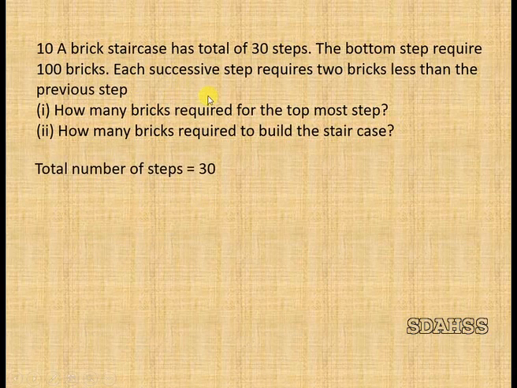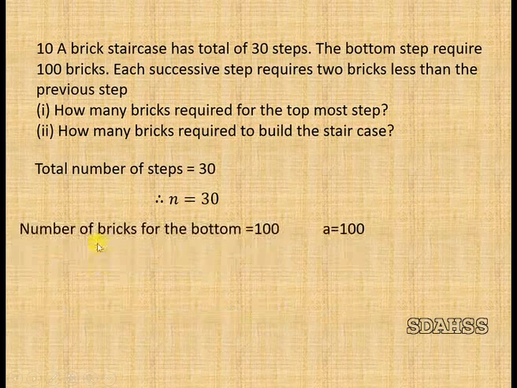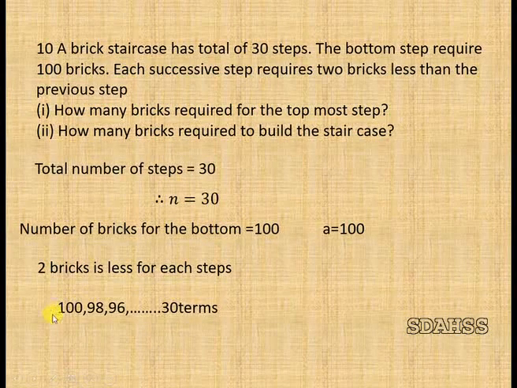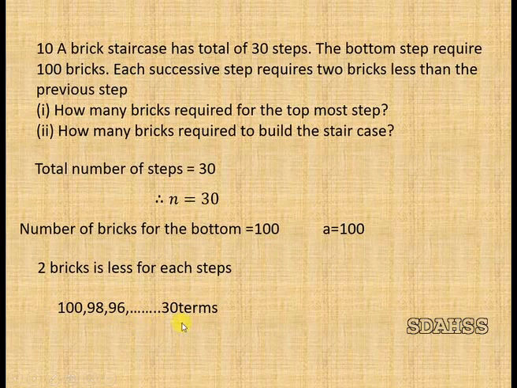Here the total number of steps is equal to 30. So n is equal to 30. Number of bricks for the bottom is equal to 100. That is a is equal to 100. 2 bricks less for each step. So the series is 100, 98, 96, etc. up to 30 terms. So here a is equal to 100, d is equal to minus 2.